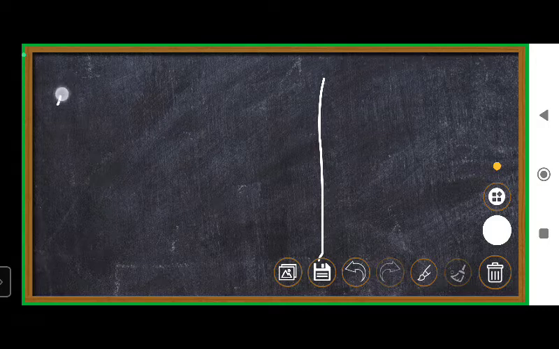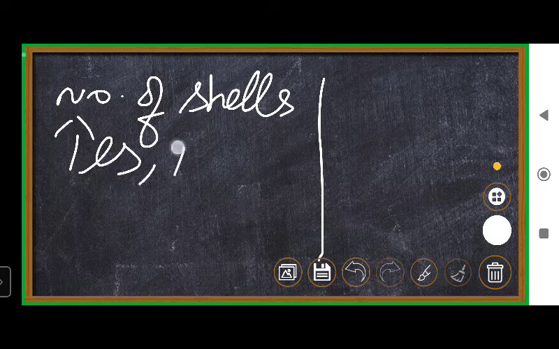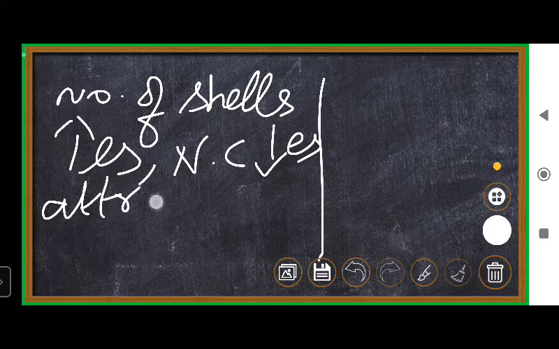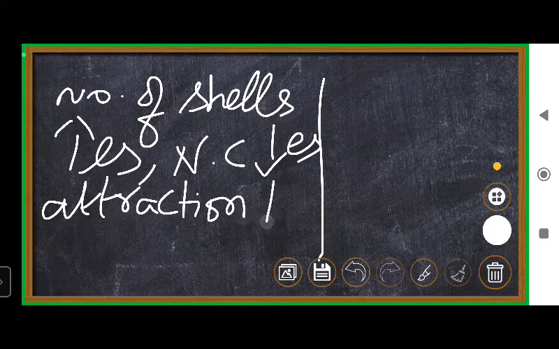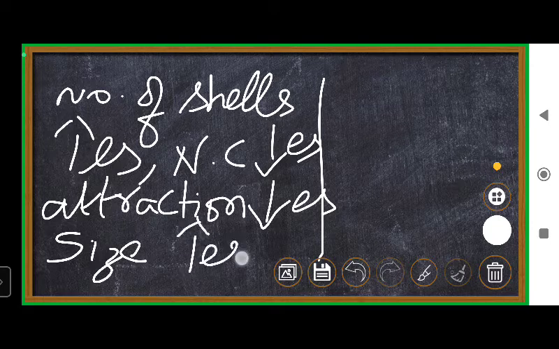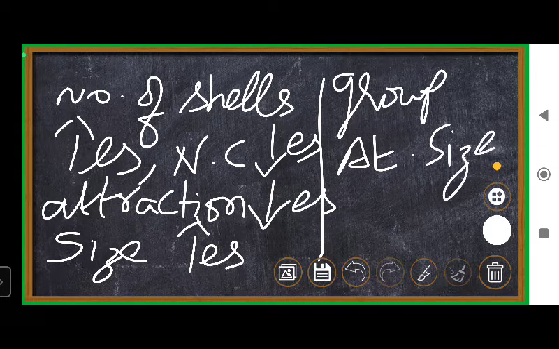Now, in the group, the number of shells, that is orbits, increases. Nuclear charge decreases, attraction decreases. When attraction is decreased, what happens to the size? Size increases. This is with respect to the group. And this is with respect to atomic size or atomic radii. Radius will tell us the size of the atom.